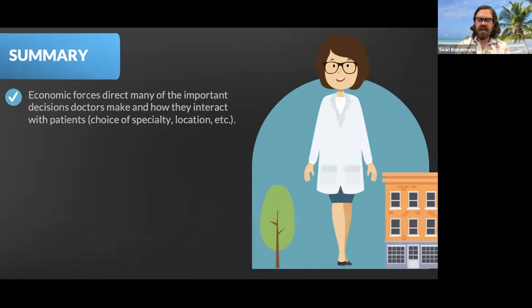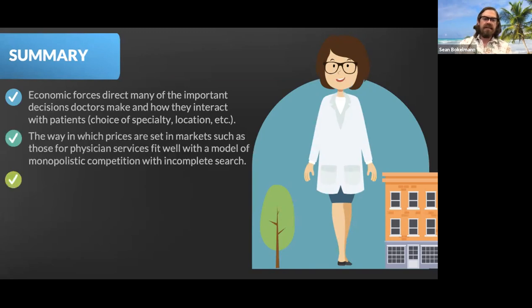Okay, that's this chapter. We finally finished it. Just to summarize real quick, what we see in this chapter is that economic forces direct a lot of the important decisions that doctors make, as well as how they interact with patients, right? Their choice of specialty, location, as well as whether or not they try to induce demand. And the way that prices are set in markets, such as those for physician services, fits well with this monopolistic competition model with incomplete search. That seems to be the best model.